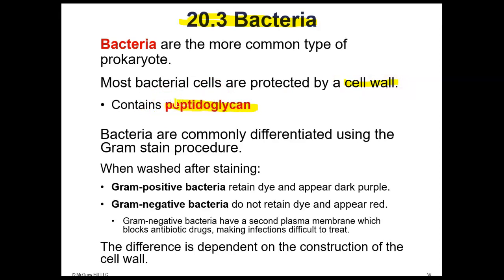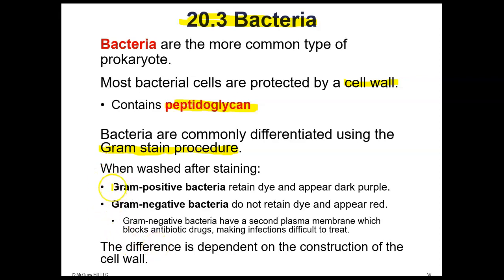We make use of that when we stain them using a procedure called the gram stain, and we'll do this in lab, so it's good that we're going over it also in lecture. The gram stain procedure enables us to identify bacteria that are either called gram positive or gram negative, and that just helps us to narrow down the type of bacteria that we are observing.